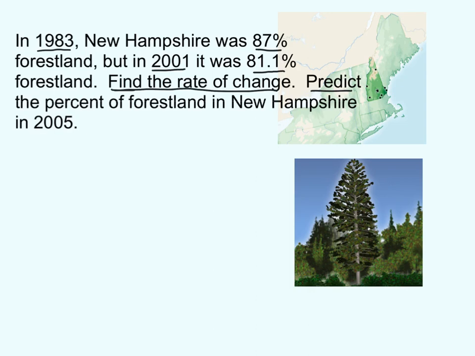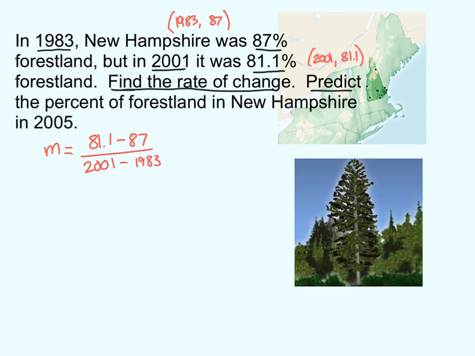So again, I can look at this as a coordinate. 1983 is my x value, and 87% is the y value. And then I have the other coordinate, which is 2001, comma, 81.1. So to find the rate of change, I just have to find the slope. m will equal y2, which is 81.1, minus y1, which is 87, over 2001, which is x2, minus 1983, which is x1.